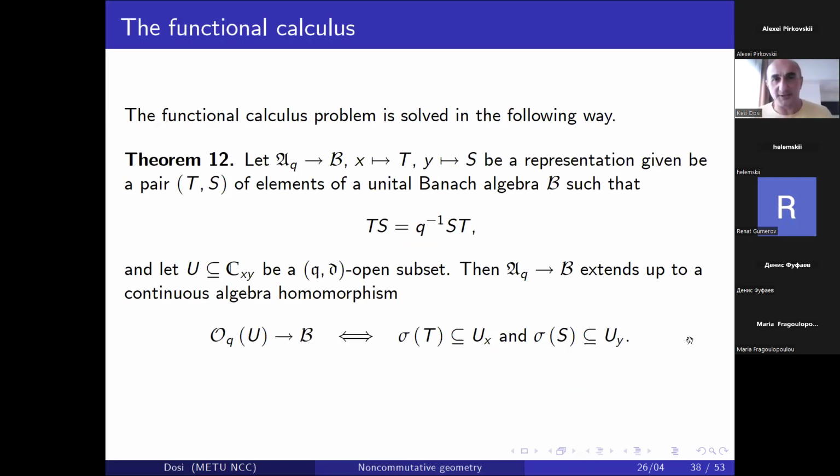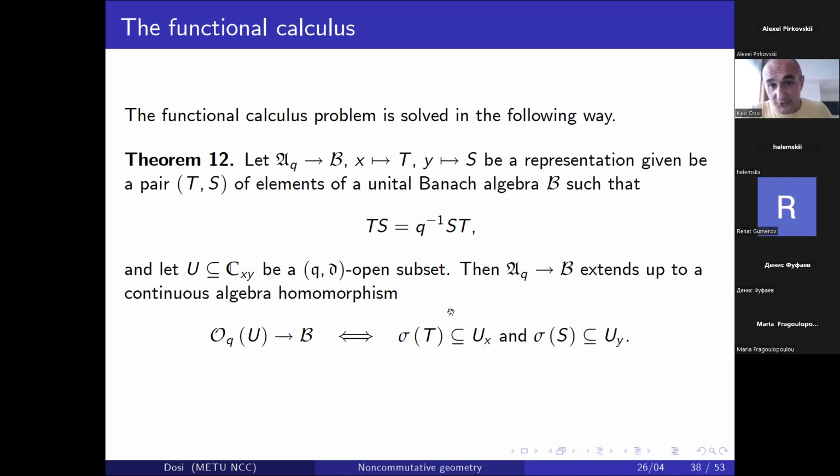For example, could we say something like standard functional calculus for two operators, T and S? Suppose T and S are elements of a unital Banach algebra. Look, imagine you have two operators. And let's take U to be a Q-D open set. Is it okay? So every couple certainly defines a module structure, I mean a representation of the Q algebra. So this representation extends up to a continuous algebra homomorphism. Look, this is my functional calculus, if and only if the spectrum of T lies in U_X, and the spectrum of S lies in U_Y.